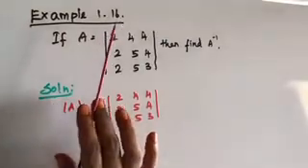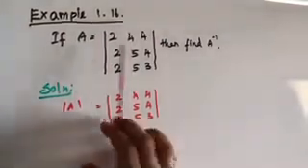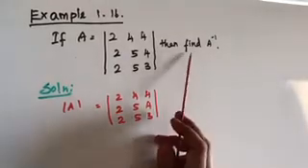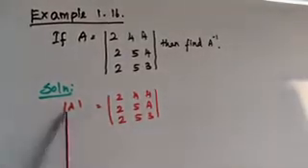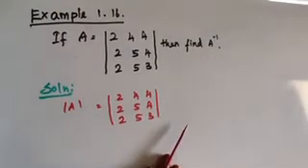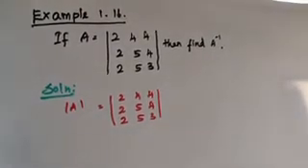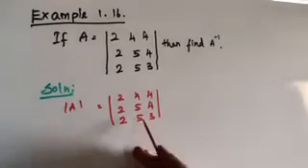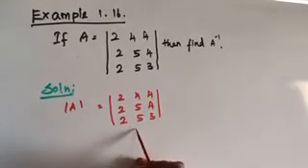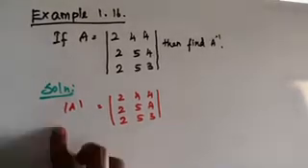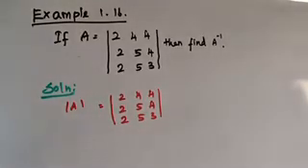Example 16. If A is equal to [[2, 4, 4], [2, 5, 4], [2, 5, 3]], then find A inverse. So, first we have to find A inverse. To find A inverse, we can calculate the inverse of a matrix for non-singular matrices alone. So, first we have to check whether it is singular or non-singular, and we can find the value of the determinant. So, determinant A is equal to |2, 4, 4; 2, 5, 4; 2, 5, 3|.